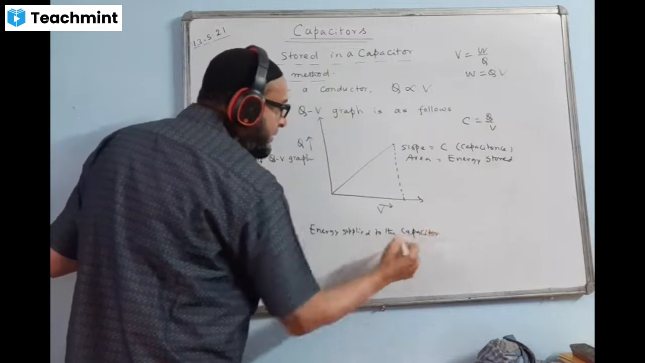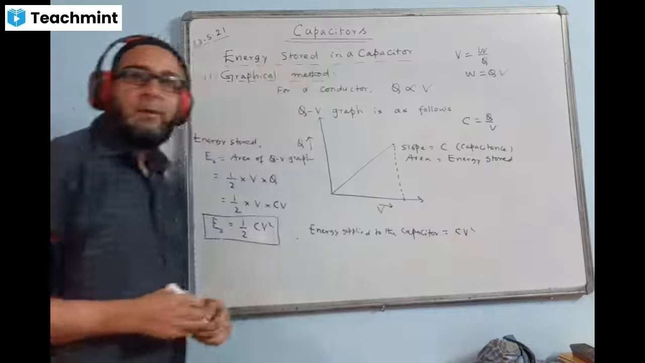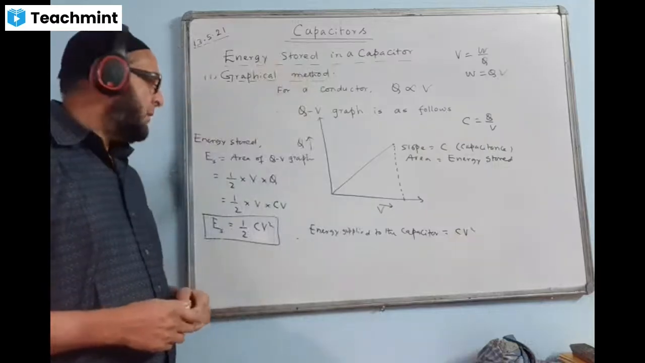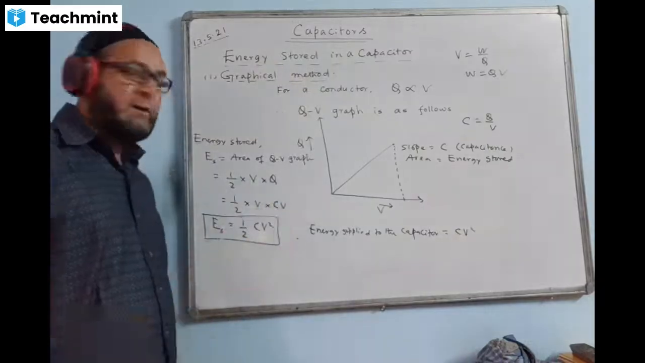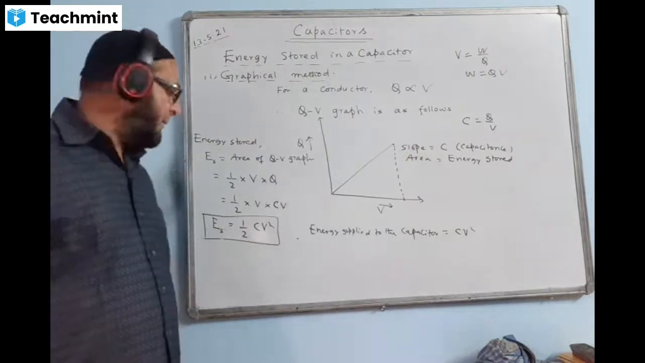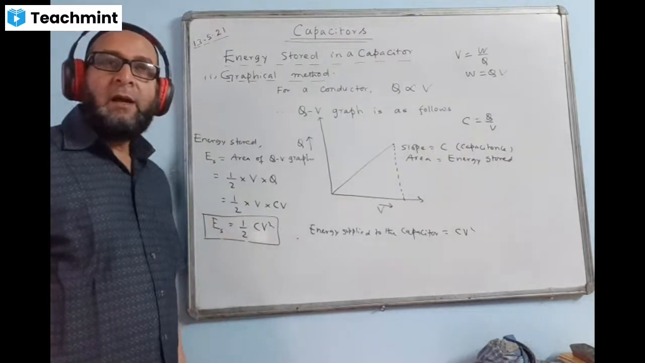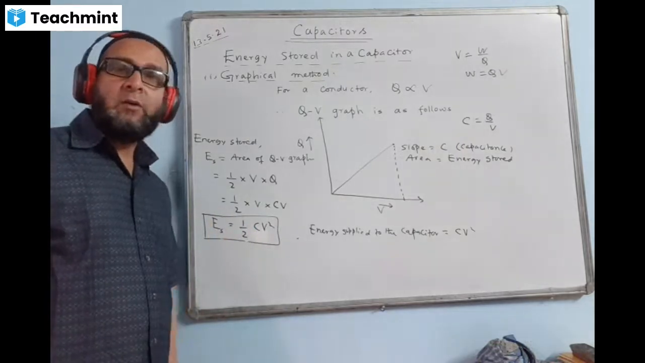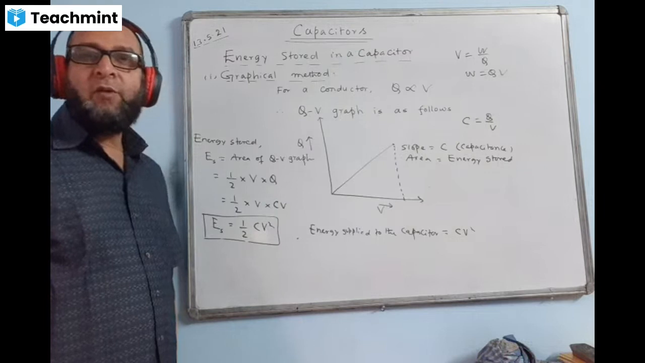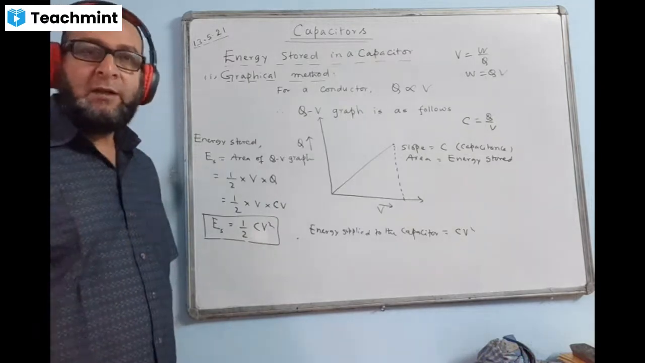Energy supplied, not energy stored, energy supplied to the capacitor formula is CV square. That is QV, but the energy stored will be half QV. Out of whatever energy we supply to the capacitor, half of that gets stored in the capacitor, and half of the energy will go as a loss, normally in the form of heat, in the form of sparking, in the form of lightning and all that.